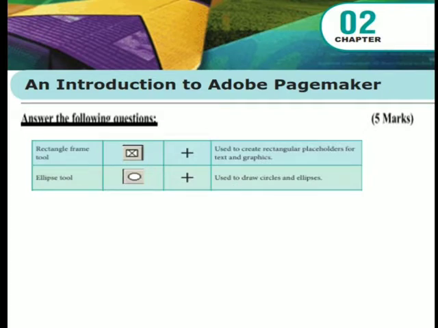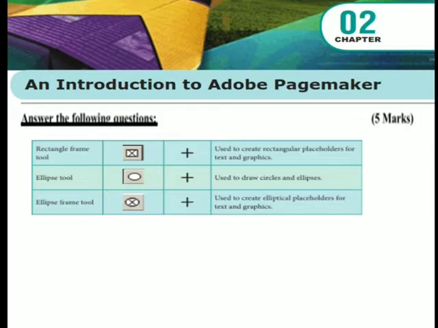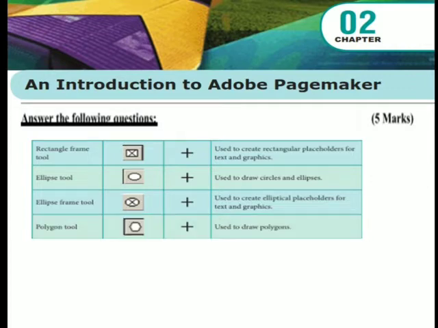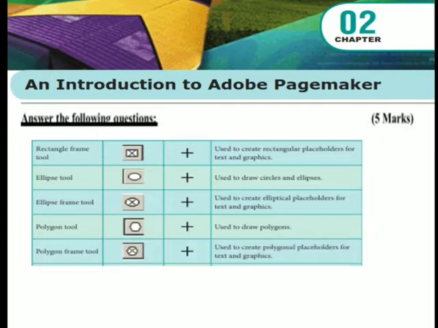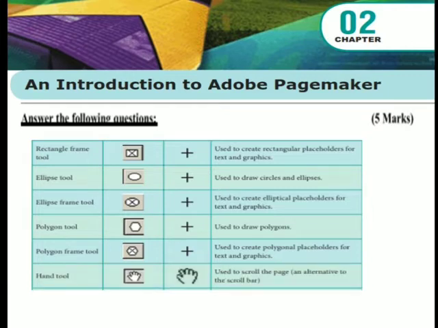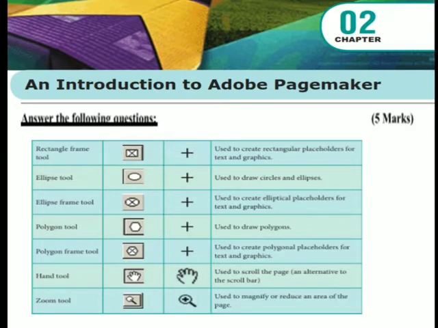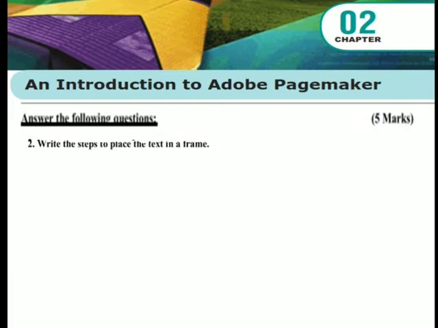Ellipse tool used to draw circle and ellipse. Ellipse frame tool used to create elliptical placeholders for text and graphics. Polygon tool used to draw polygons. Polygon frame tool used to create polygonal placeholder for text and graphics. Hand tool used to scroll the page, an alternative to the scroll bars. Zoom tool used to magnify or reduce an area of the page.